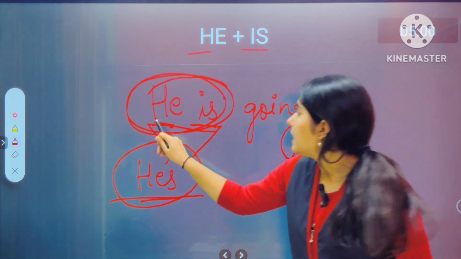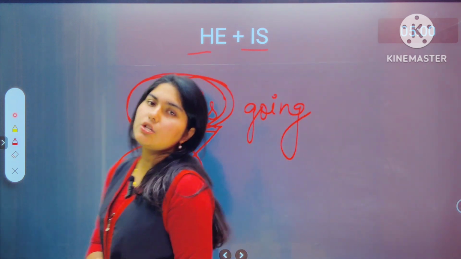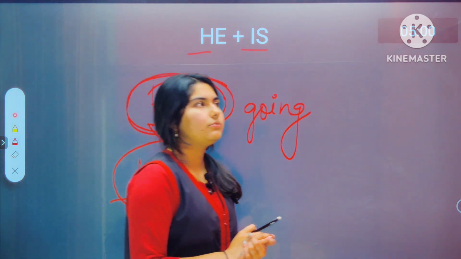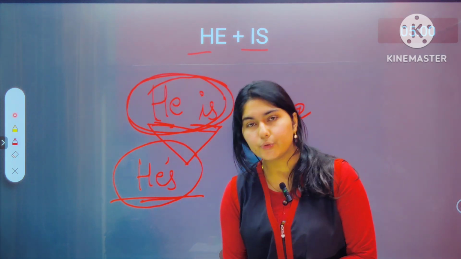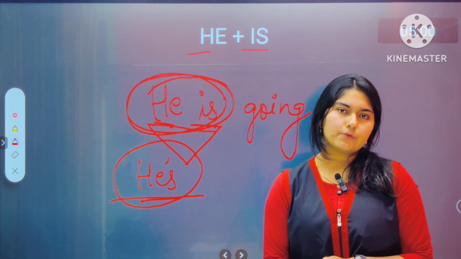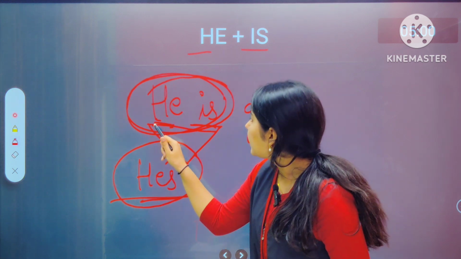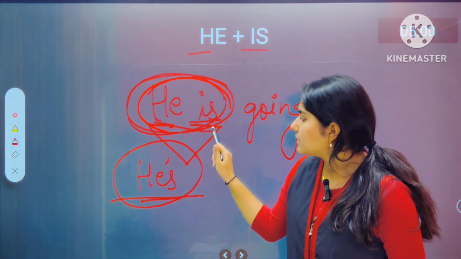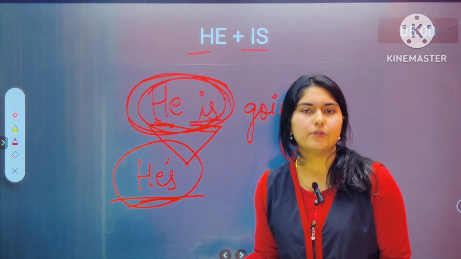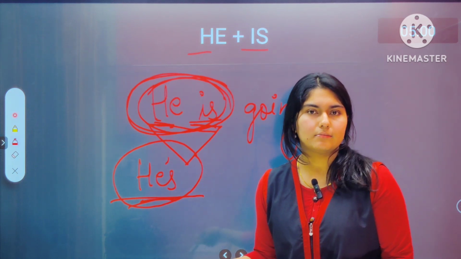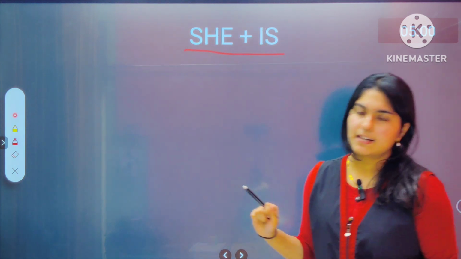So instead of saying he is going, you can say he's going, or he is not talking to me, or he is not having his food. Instead of saying he is not having his food, you can say he's not having his food. Repeat after me. He's not having his food. So he and is, after merging these words, we got he's. He's not talking to me. He's not having his food. He's not coming with me. Right? Our next contraction is she plus is.